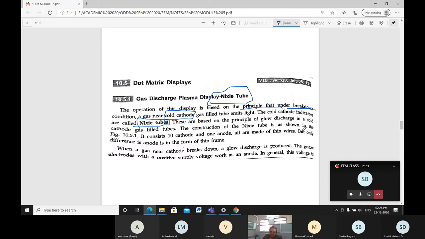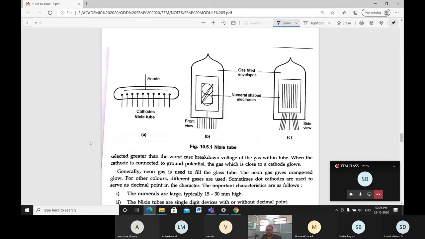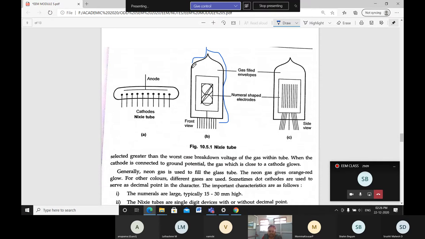The construction of Nixie tubes is shown in the figure. This is how the construction of Nixie tubes is going to be. Here the anode connection is there, here are your cathodes. Observe here, it's a glass structure, outer layer. Here the connection, front view. Here alphanumeric, just observe here. The line showing this 8 character, from this we can display any of the numbers. Gas filled envelopes. This is the side view, this is the front view connection.